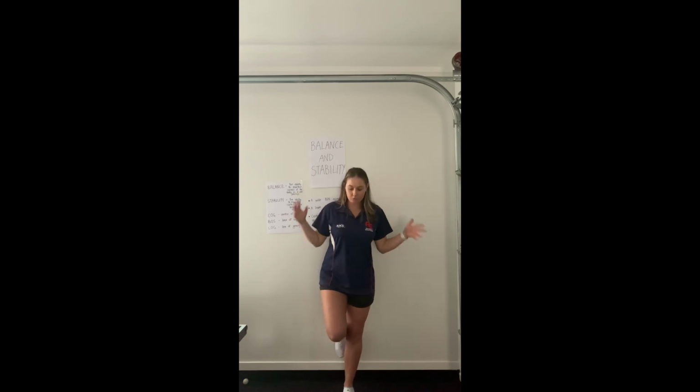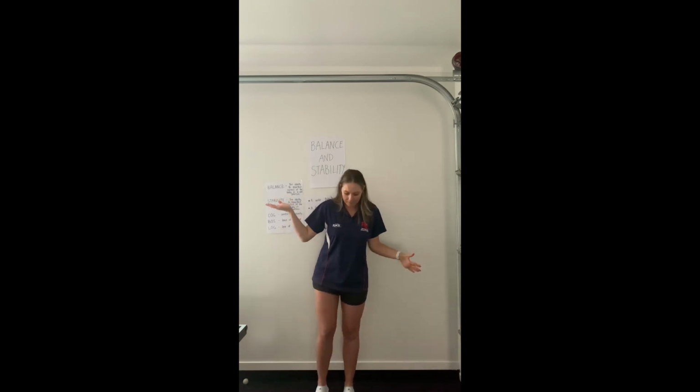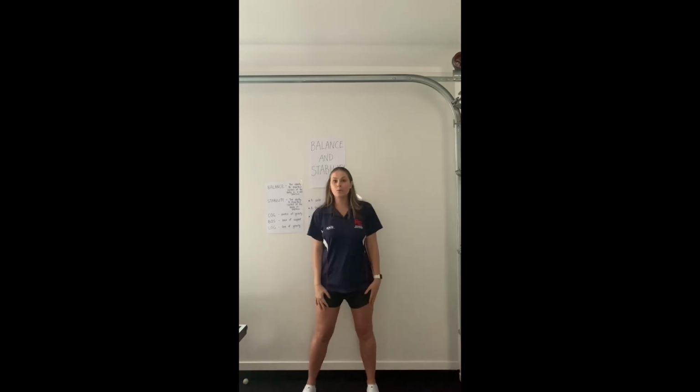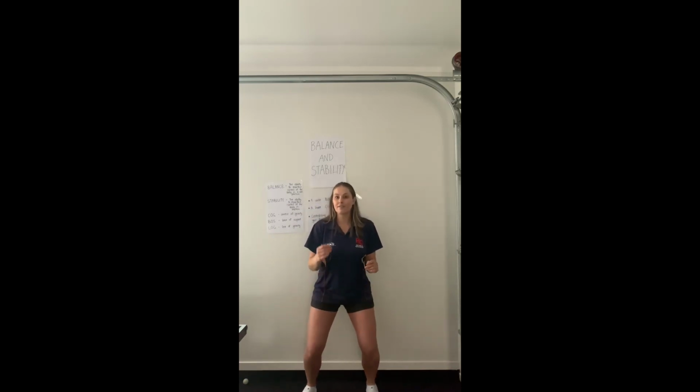Alright, so question for you. If I'm right now, how could I become more balanced? So hopefully you know the answer to that. So I would put my other foot down in contact with the ground. I would widen my base of support. I would lower my center of gravity, and my line of gravity would be falling through the center. Alright, so that's how I would be the most stable and most balanced I could possibly be.